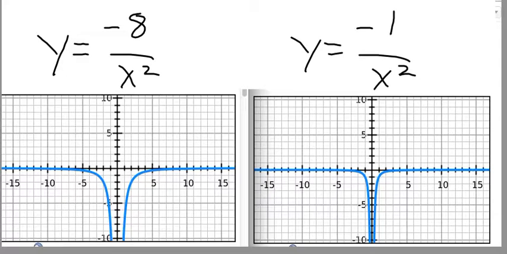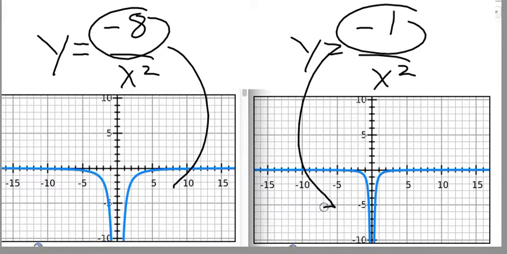All right, same deal. Bigger numerator, spread out. Smaller numerator, less spread out. And also, they're just that upside down volcano shape, that negative over x squared shape.